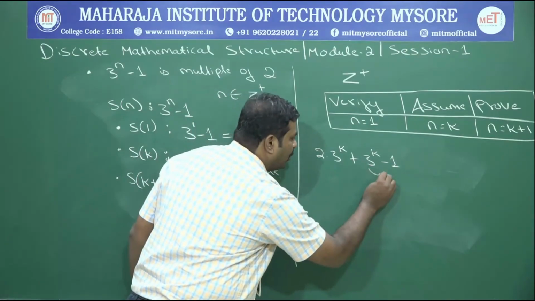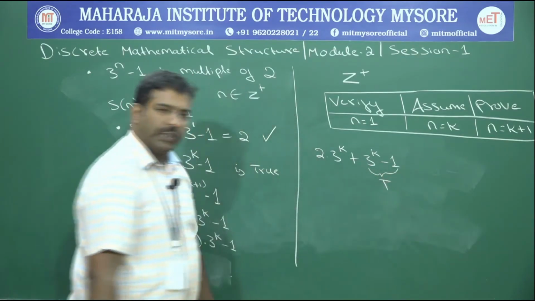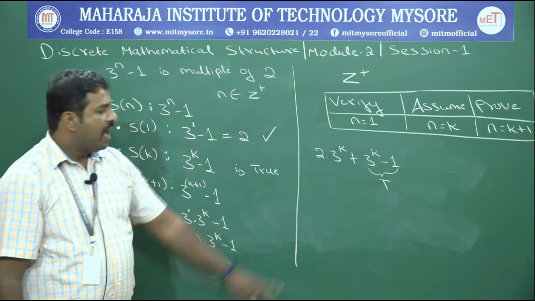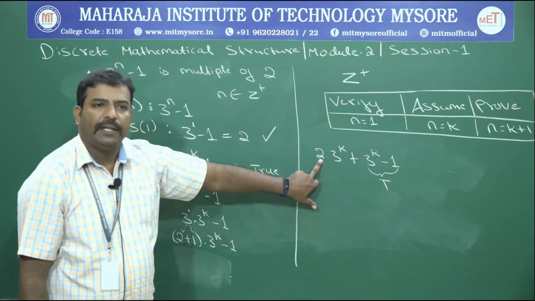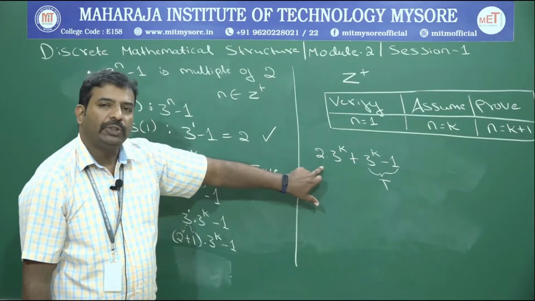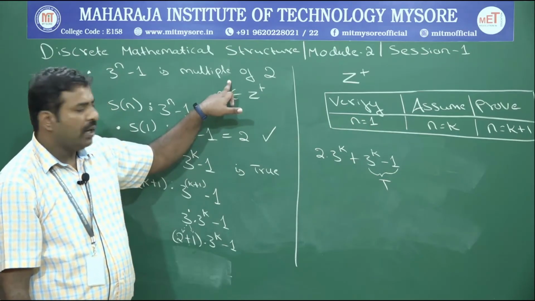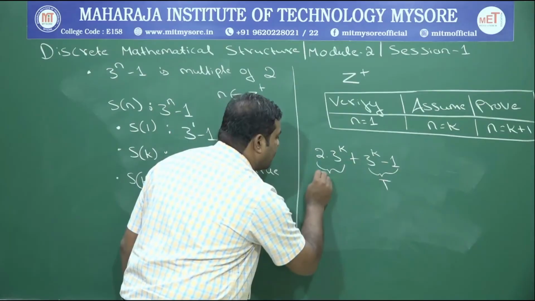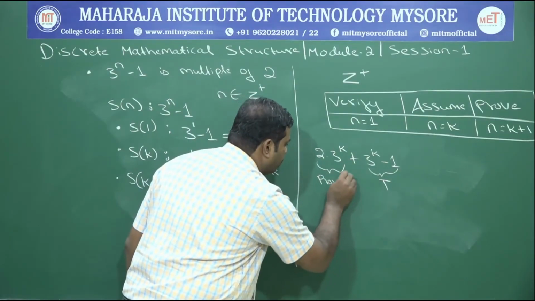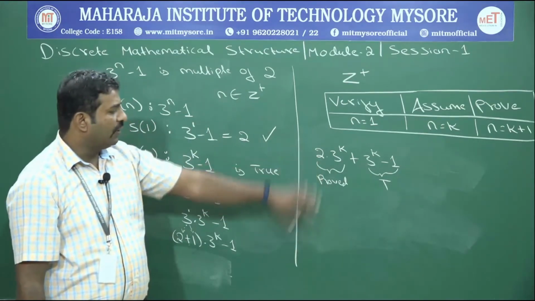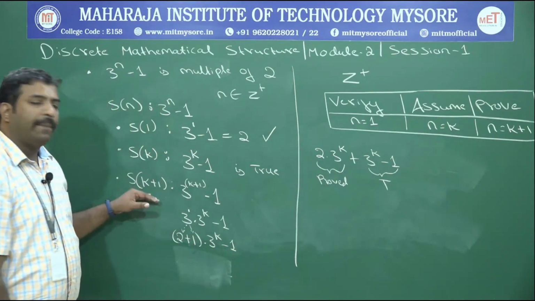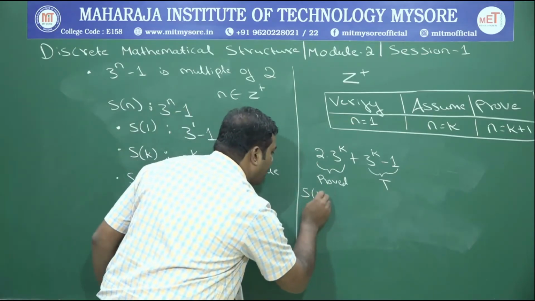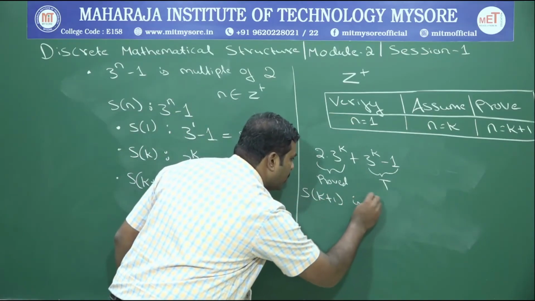Now this was assumed to be true. And anything which is going to be with the multiplication of 2, this should be a multiple of 2. Fine. And now this is where it has been proved. With this case, proved to be true. Hence, for this case, S of k plus 1 will hold true. Hence S of k plus 1 is true.